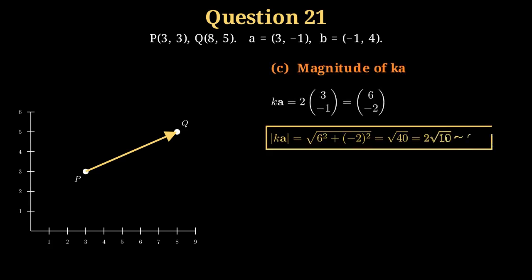Part C. KA is 2 times A, which is (6, -2). Its magnitude is the root of 6 squared plus (-2) squared, root of 36 plus 4, root 40, which is 2 root 10, about 6.32.